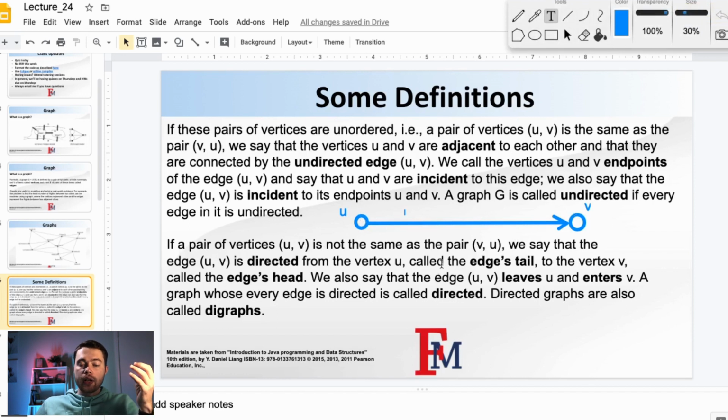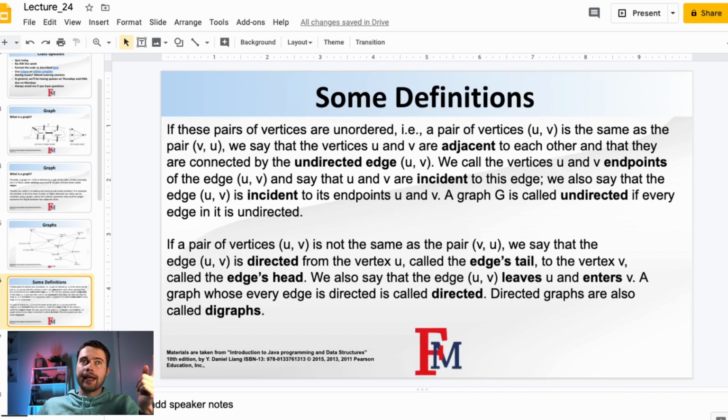We also say that the edge UV leaves, so it goes from U to V, right? It leaves U and it enters V. All of those words in bold are the terms which you need to know. A graph whose every edge is directed is called directed. Directed graphs are also called digraphs, which is short for directed graphs. Hope it makes sense. That's actually what we will start with in the 3.18 class, which you'll probably take in spring next year.